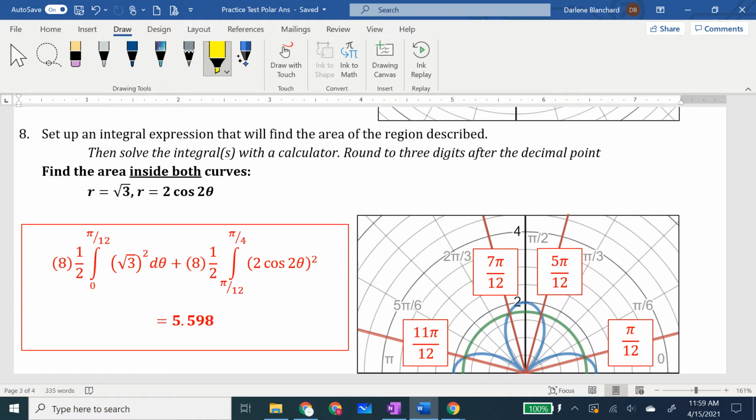So I have someone agreeing with the 5.598? All right, excellent. Woohoo.